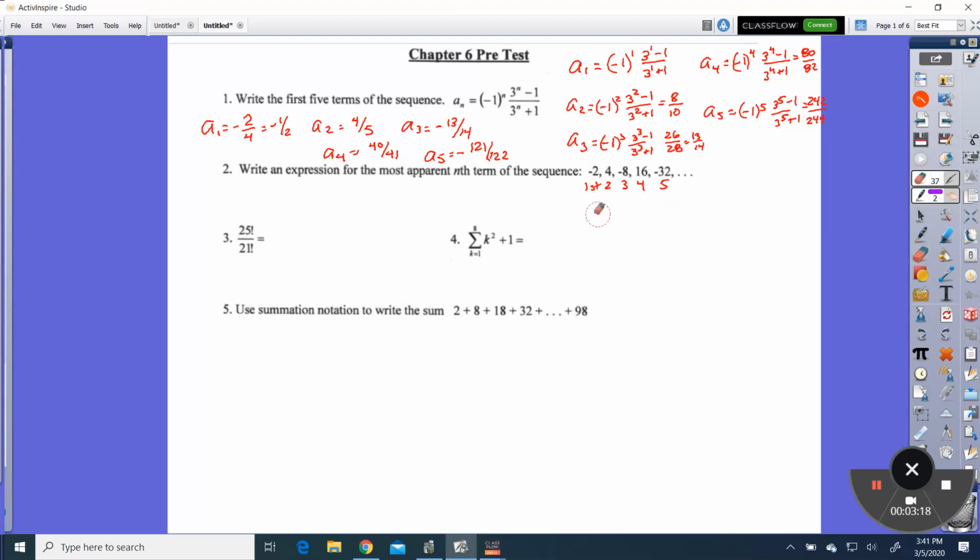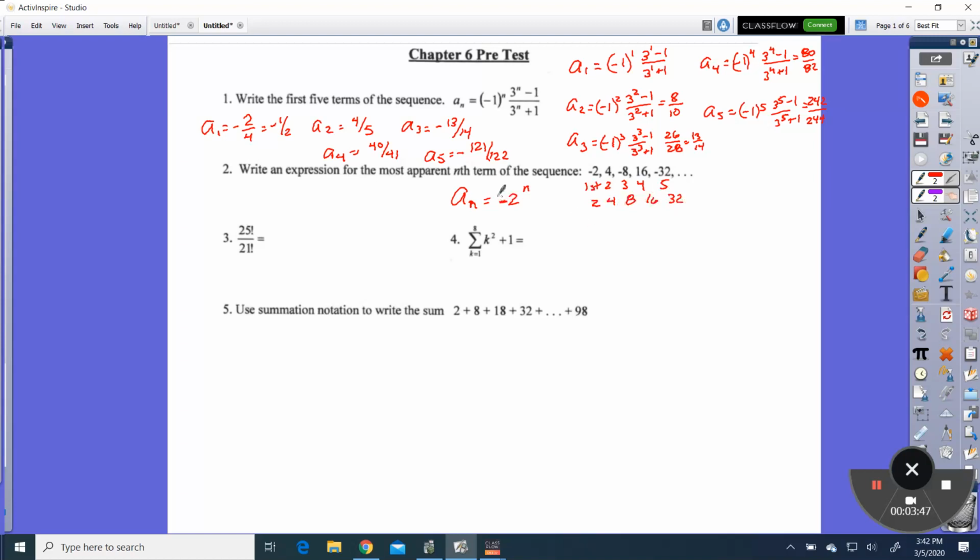So sometimes it's easier to do that. Sometimes it's just as obvious to say 2 times 2 is 4, times 2 more is 8, times 2 more is 16. So you really see that we're just taking 2 to the power. Like this is 2 to the 1 power, 2 squared, 2 cubed, 2 to the fourth. So if I just go 2 to the n power, that would generate 2, 4, 8, 16, 32, but it doesn't generate a negative.